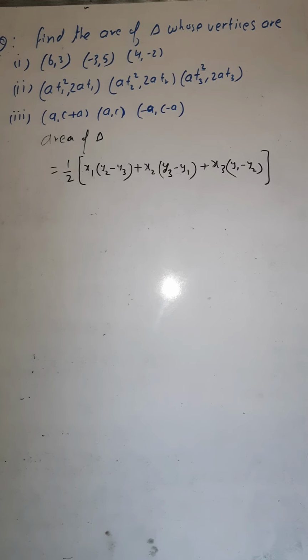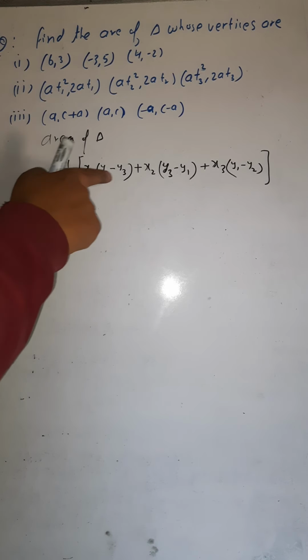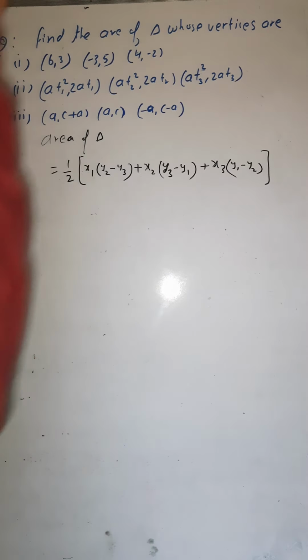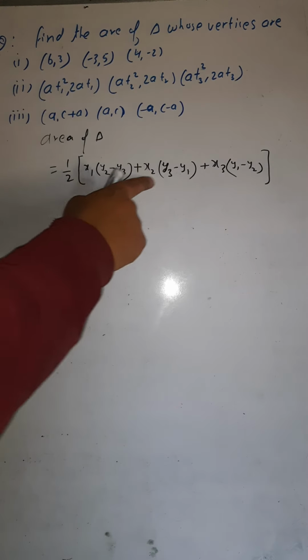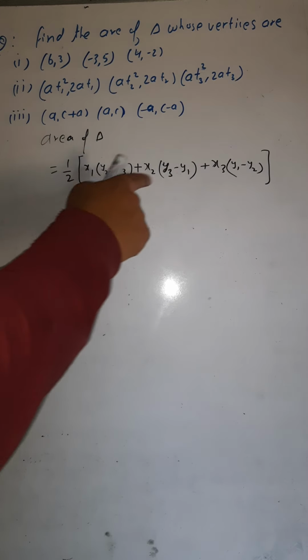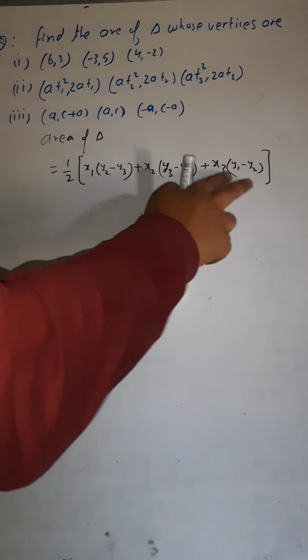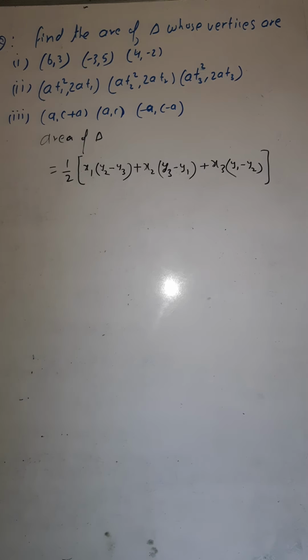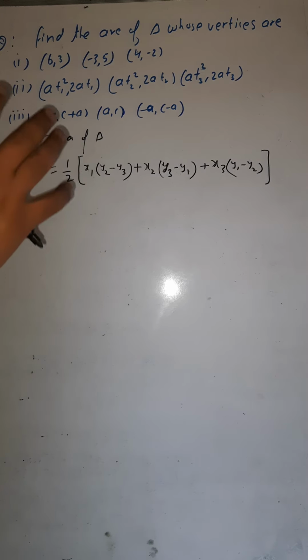So this is the formula for finding out the area of a triangle if the vertices have been given to us. Again: 1 by 2 into x1 (y2 minus y3) plus x2 (y3 minus y1) plus x3 (y1 minus y2). Remember, outside only x1, x2, x3 will come, and inside the bracket the y1, y2, y3 would come. Okay, so this is the formula.